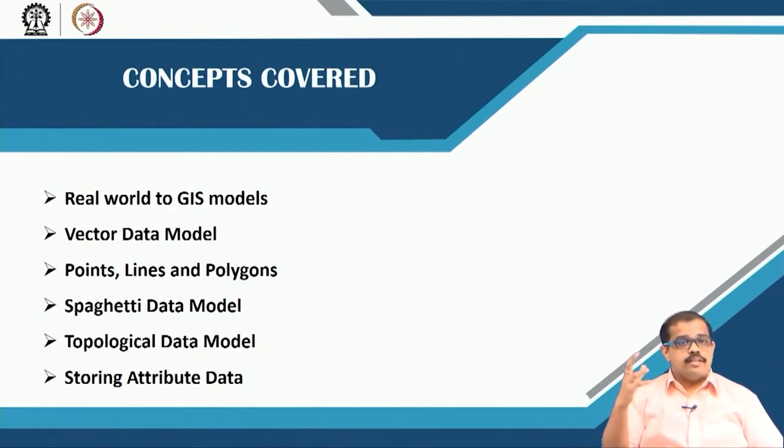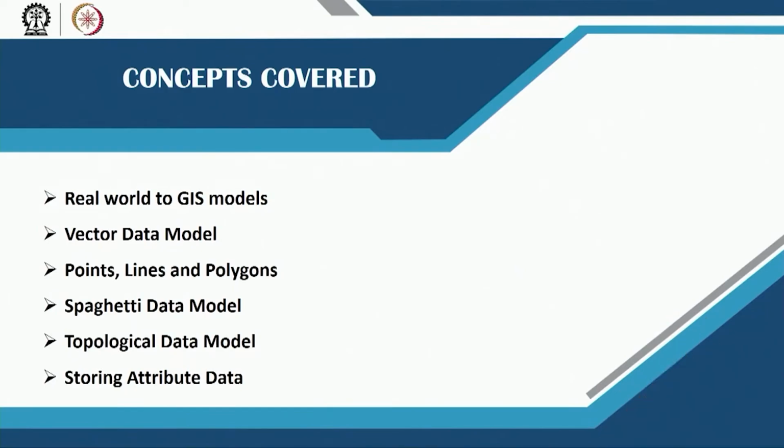The last part is how you store your attribute data, how you store the entire data that you have, and how you retrieve it. We will look at the different methods available to store it, and also at certain errors that should not be performed in your database, in this particular class.